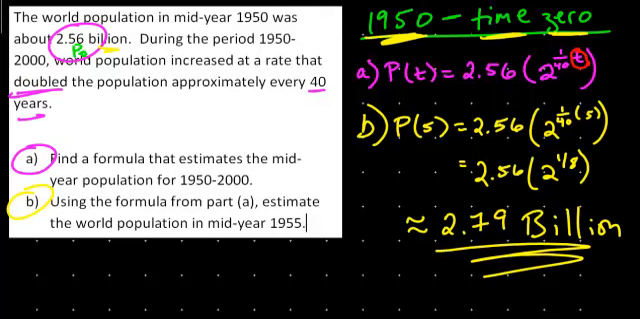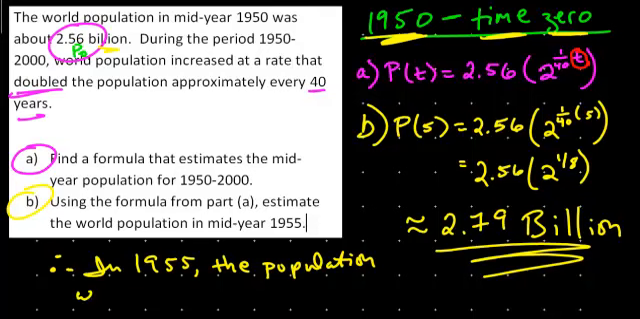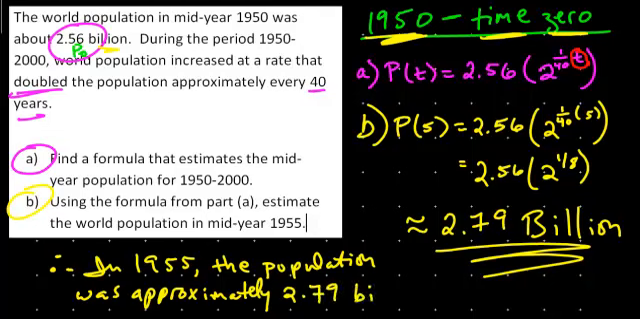Let's state the answer there. Therefore, in 1955, the population was approximately 2.79 billion. I like doing this because I think it sets a good example for you to actually state your answer. Okay? So in 1955, the population was approximately 2.79 billion.